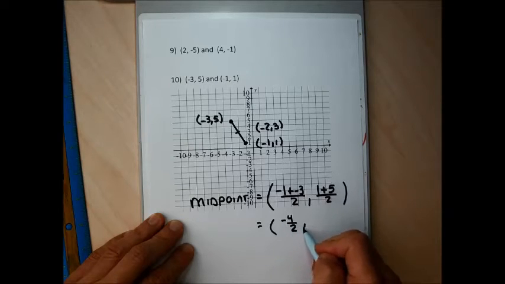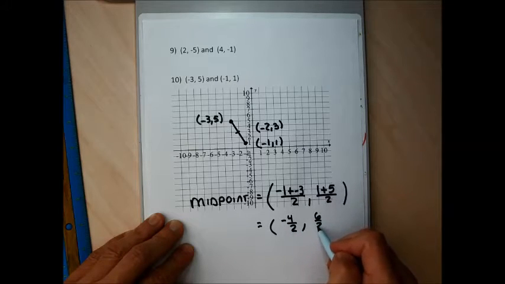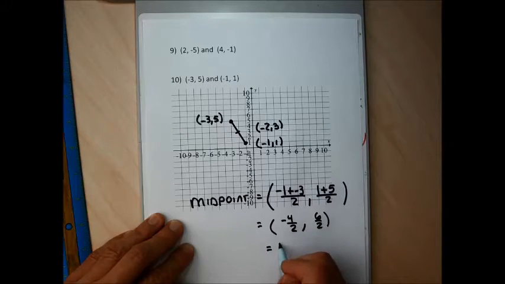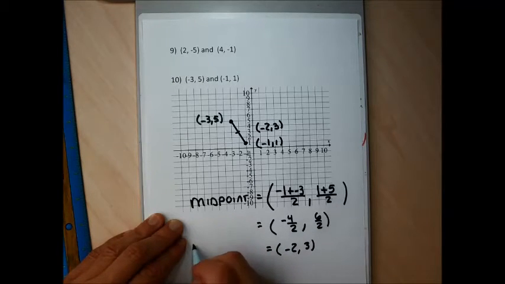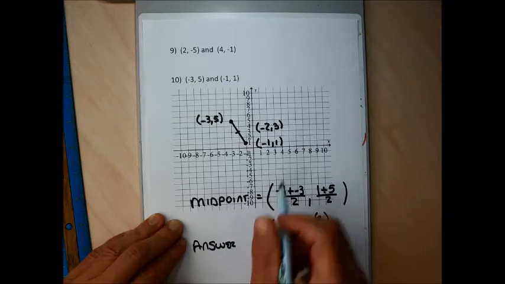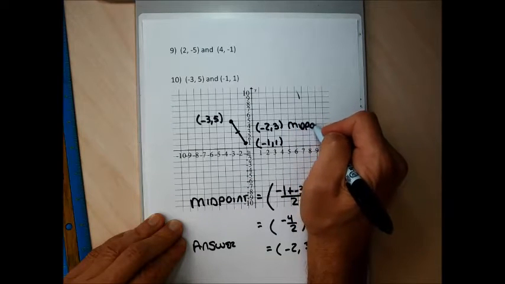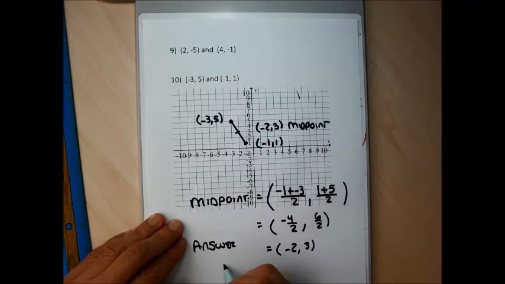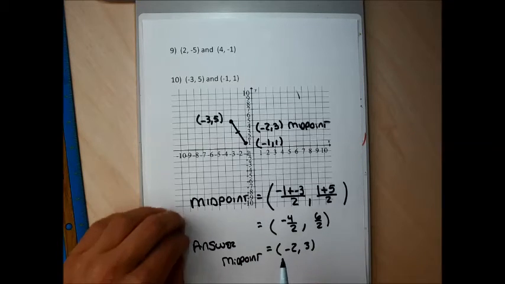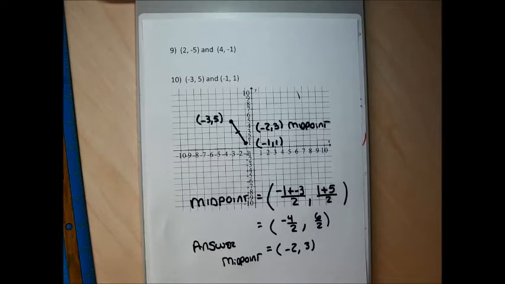-4/2, and then comma 6/2. -4/2 is -2, 6/2 is 3. And for my answer, this would be sufficient. It'd be nice if you said this was the midpoint. And I'm going to just scribble down here that the midpoint is that point -2, +3. It's so nice when they're not fractions. I can get them more accurately on my graph.